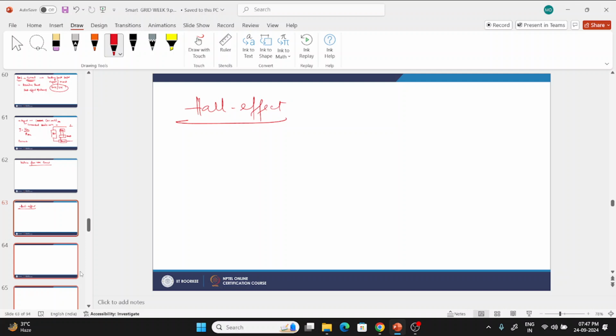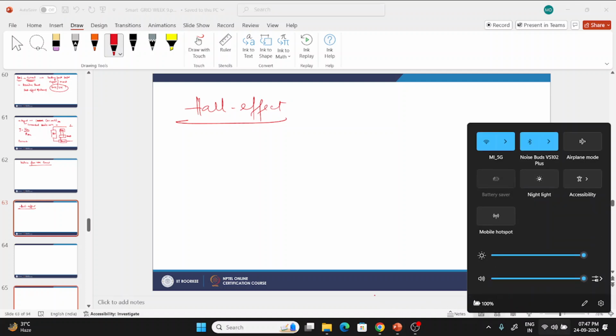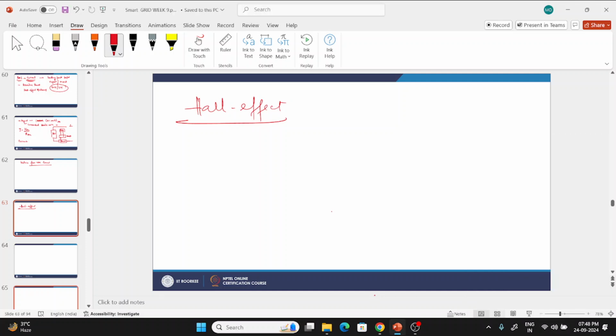ओके, तो Hall effect क्या है? What is the Hall effect? Actually, Hall effect क्या है कि इसमें एक coil wrap करी जाती, a coil is wrapped around a primary current carrying conductor.